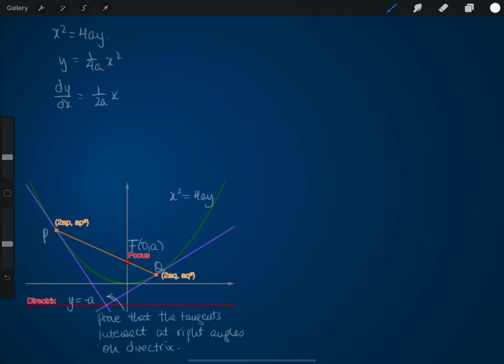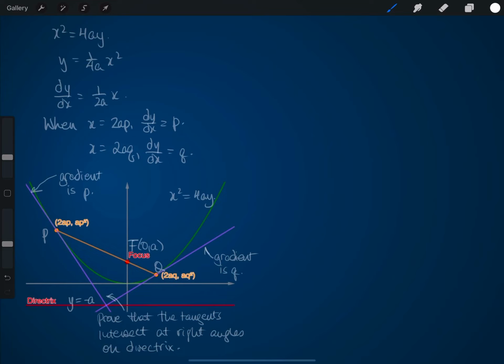So now at point P, the x value is 2ap, right? So the gradient is going to come out very nicely as p. And at point Q, the x value is 2aq. So the gradient is q. And again, it is a bit awesome that the gradient at every point on the parabola is actually the value of the parameter at that point. So now let's look at how we might relate q to p.